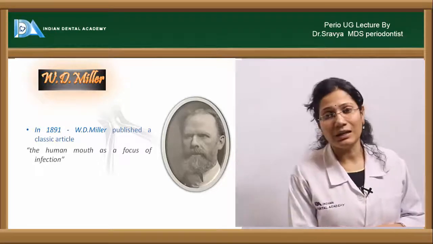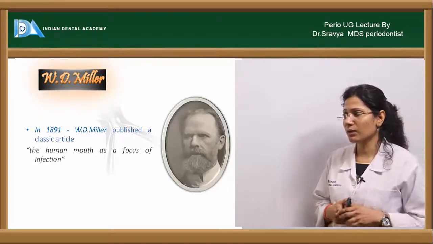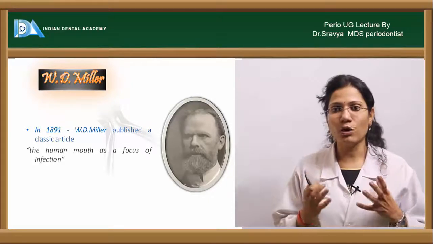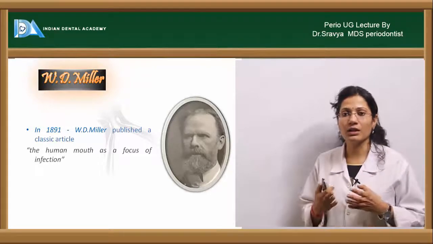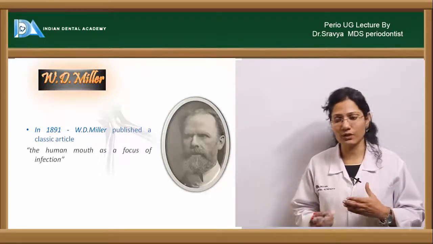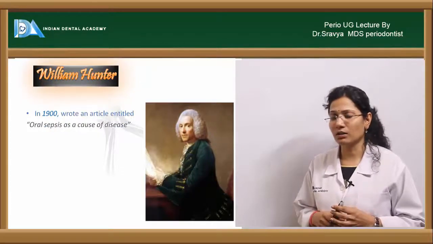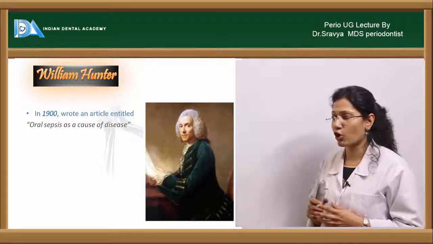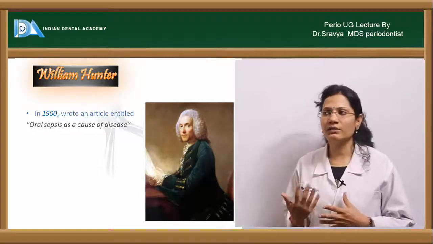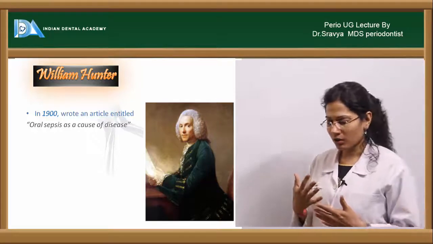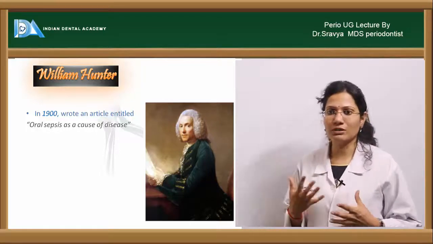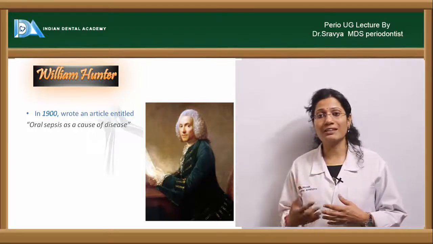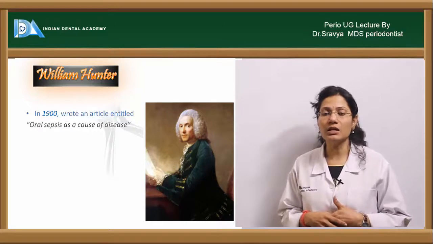According to Miller, in 1891, he wrote an article named The Human Mouth as a Focus of Infection. He said the mouth is one focus of infection, and from here it is the source for causing any kind of systemic disease. Then William Hunter in 1900 wrote an article entitled Oral Sepsis as a Cause of Disease. They even became so boosted about it that they started extracting teeth just because people had some systemic illness, feeling that extracting the teeth would decrease the systemic illness.